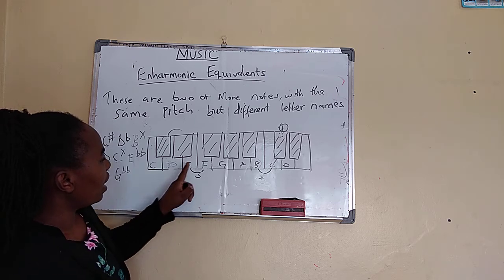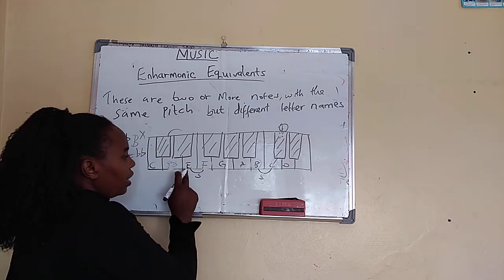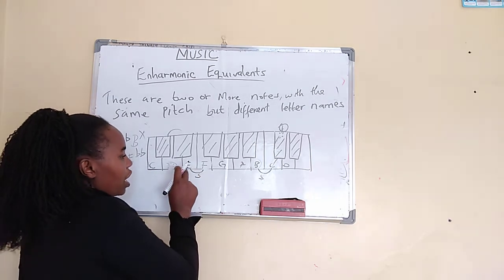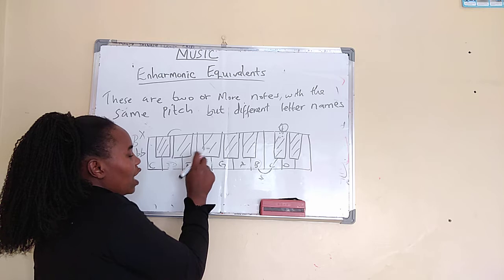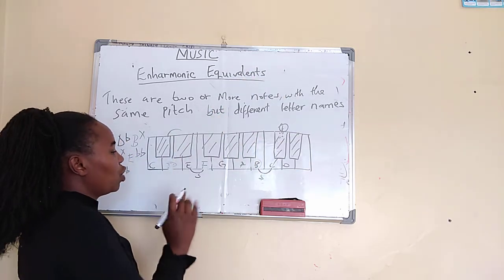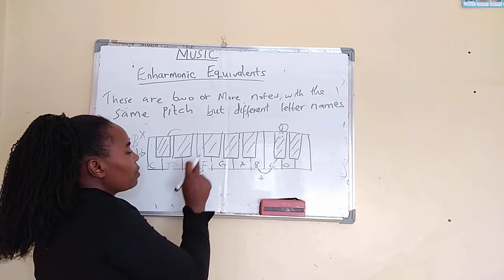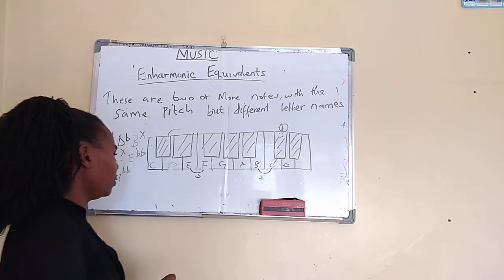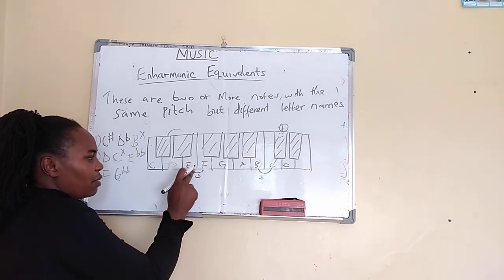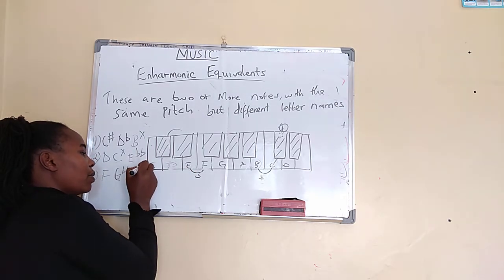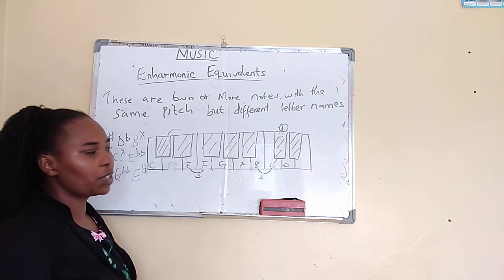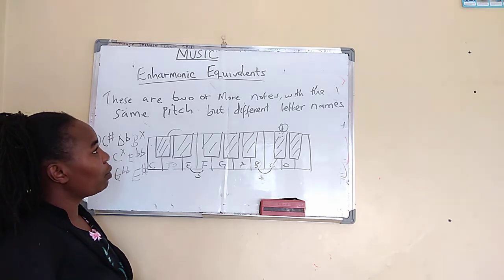Look at E. E to F is just a semitone. So E, for me to bring it here, I'm moving to my right, so I'm raising the note. So E becomes what? Not E double sharp, because here is a semitone, but rather E sharp. I believe that this one is going to help you know your enharmonic equivalents.